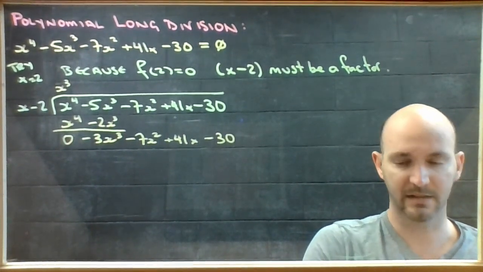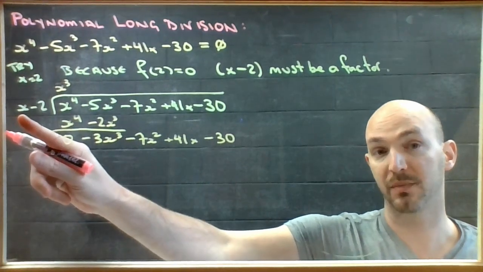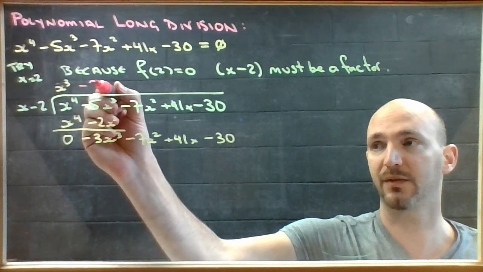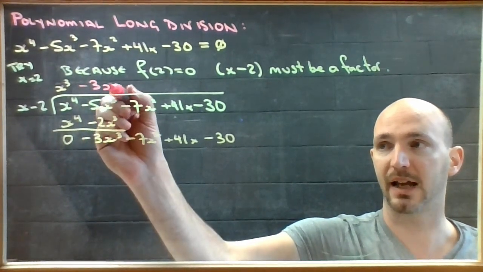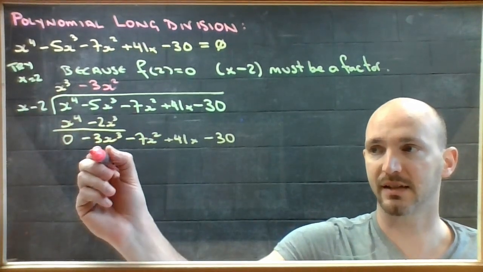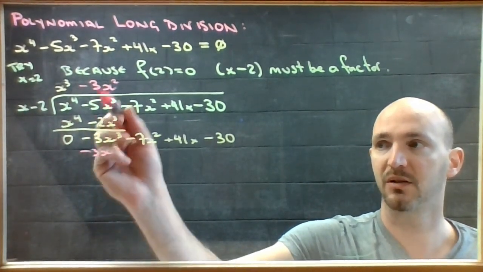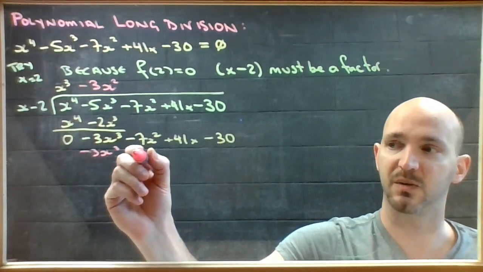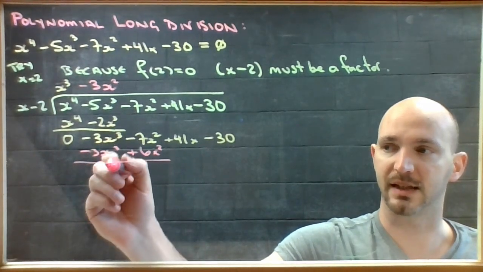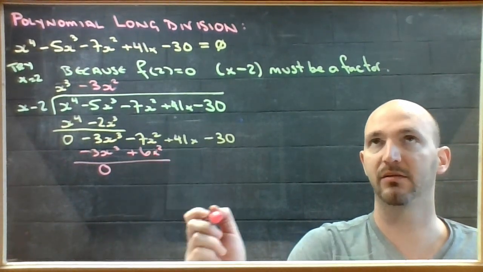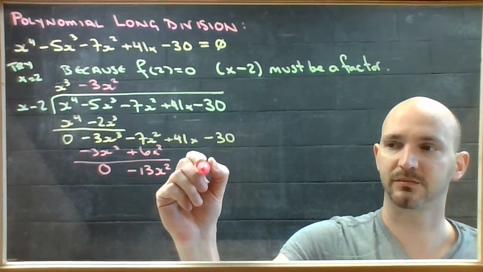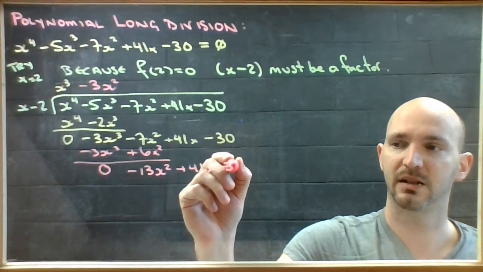So, rinse and repeat. What would I have to multiply x by to get a negative 3x cubed? Well, it would have to be a negative 3 to get the negative 3, and an x squared to get the cubed. Minus 3x squared times x is minus 3x cubed. Minus 3x squared times minus 2 is plus 6x squared. Take this out of the pile, that's gone. Minus 7 minus 6 is minus 13x squared. And this is still there, and this is still there.